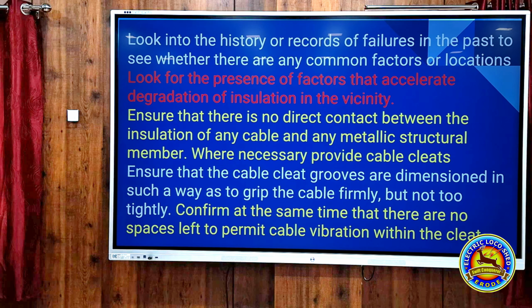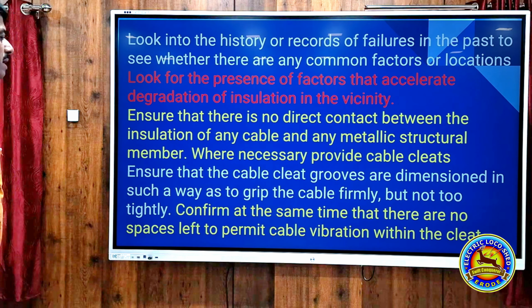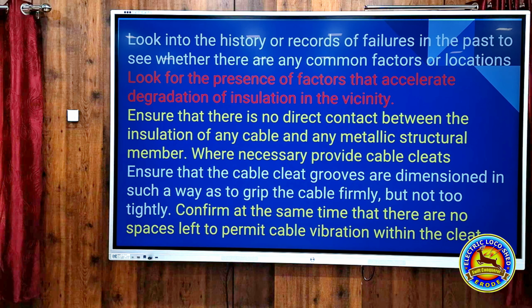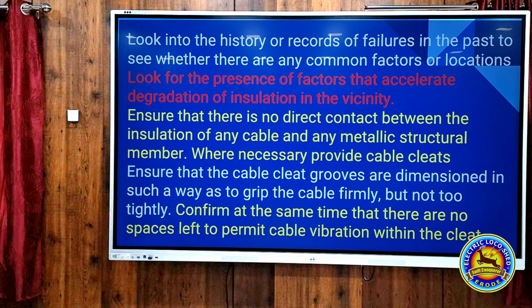Ensure that the cable cleat grooves are dimensioned in such a way as to grip the cable firmly but not too tightly. That is, all the cables should be bunched so that there should not be any vibration to the cable on run. But it should not be so tight that it will press the insulation and the insulation also will get damaged. That much tightness should not be there. That means a positive gap should be maintained in the cleat.